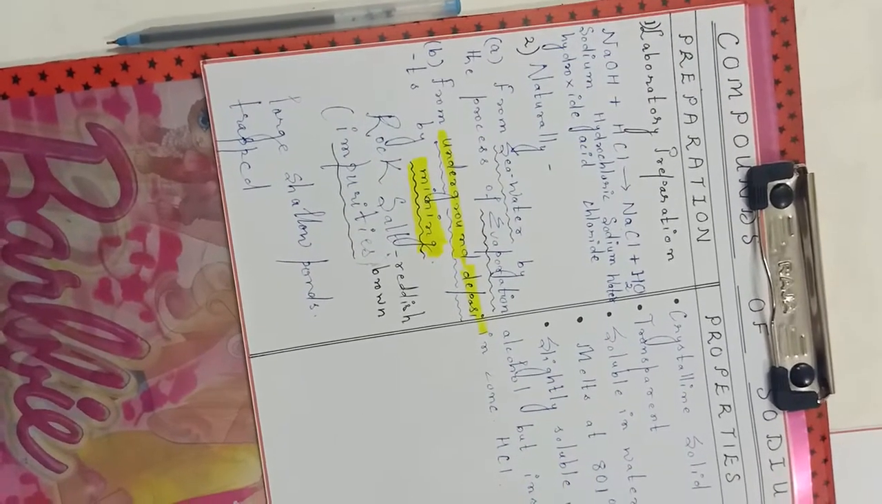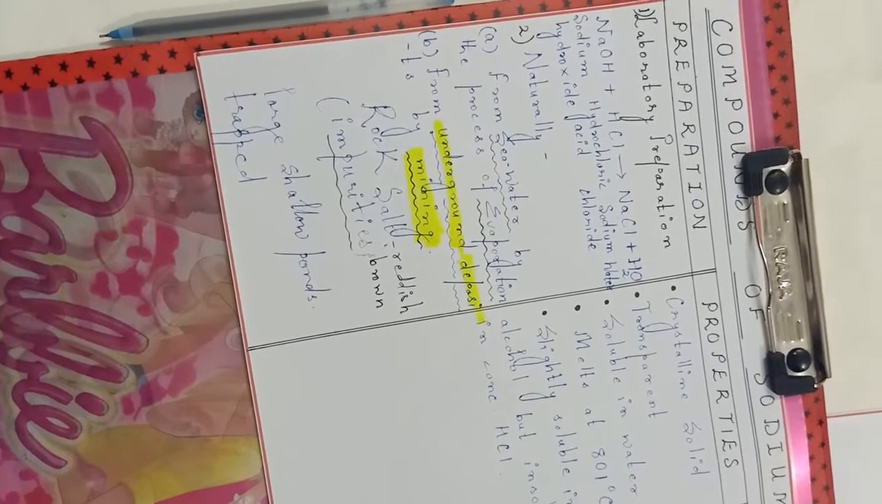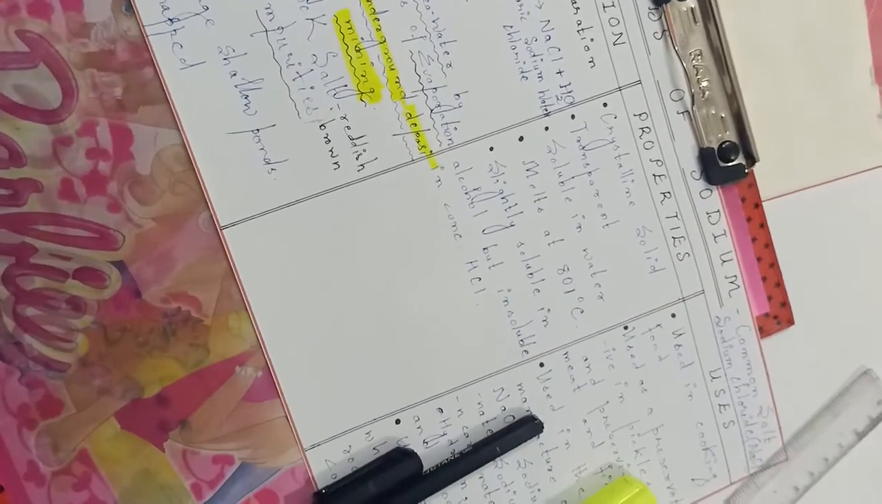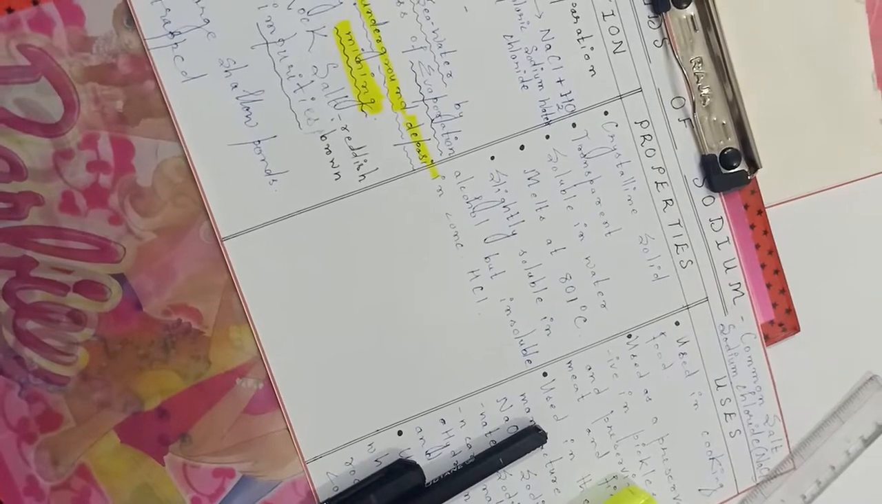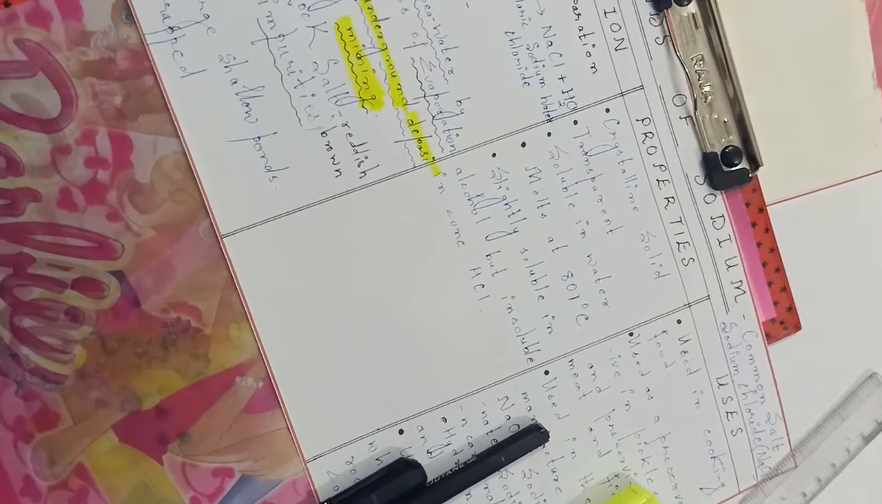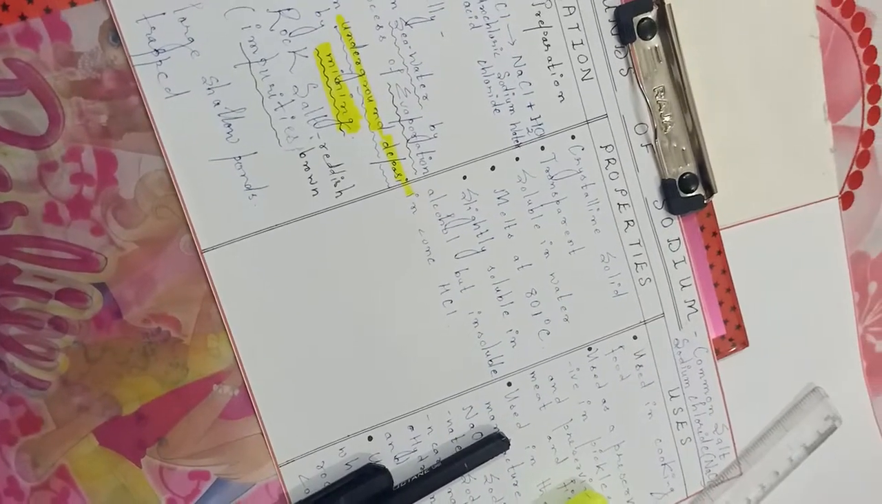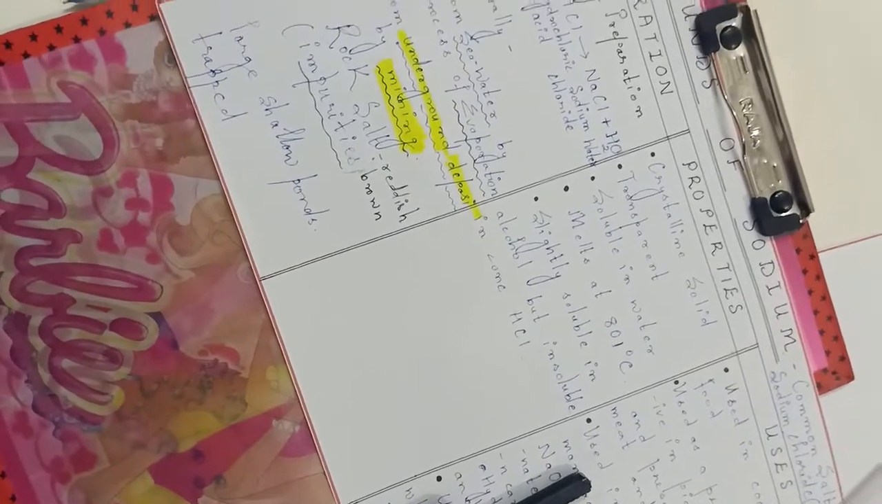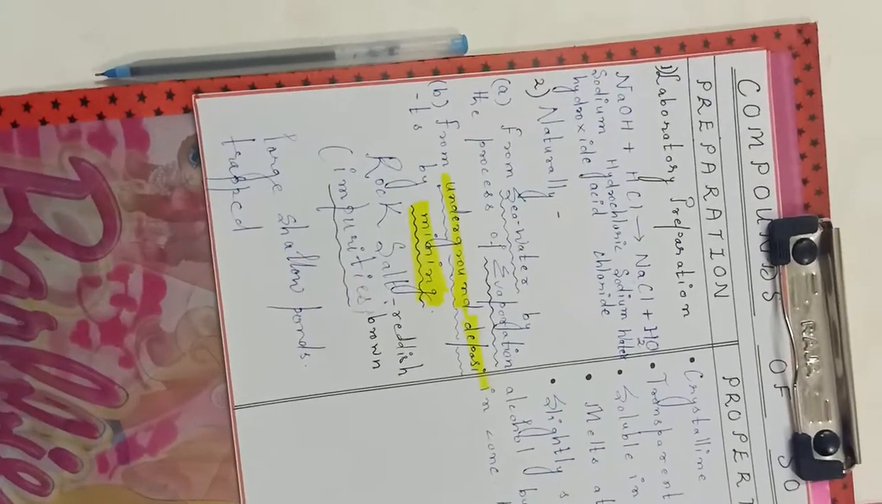Okay, so the topic that we are going to take up in this video is compounds of sodium. There are certain compounds of sodium which are there in your syllabus, and today we are going to begin with sodium chloride, which is common salt. And we are going to discuss three things regarding sodium chloride, that is its preparation, properties and uses. Okay, so first of all we are going to continue with preparation.